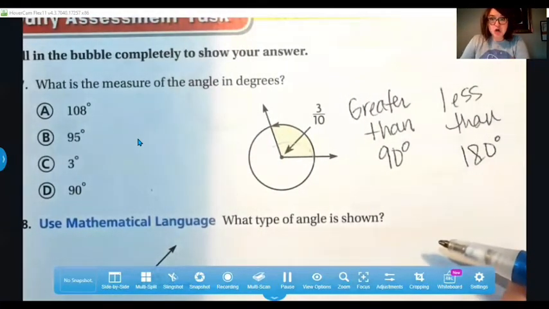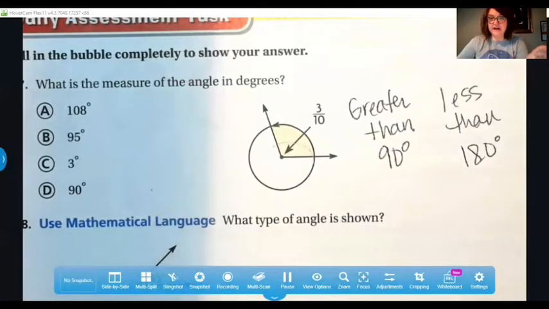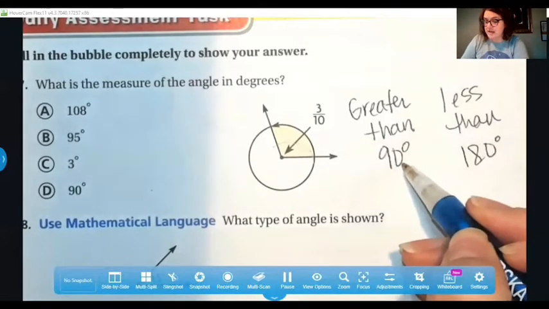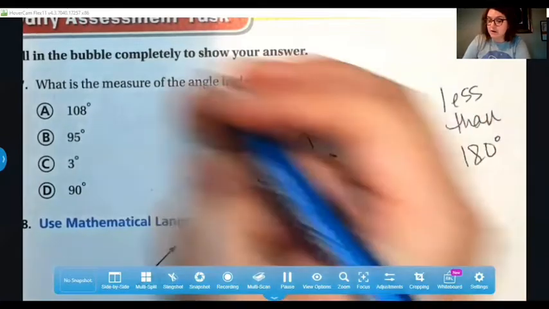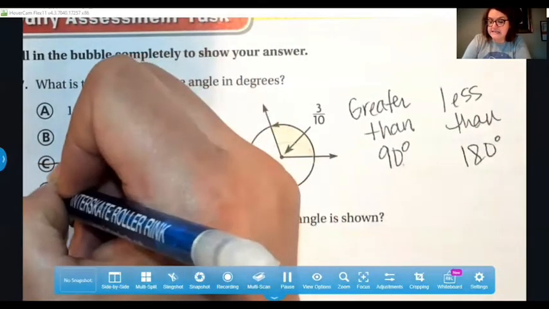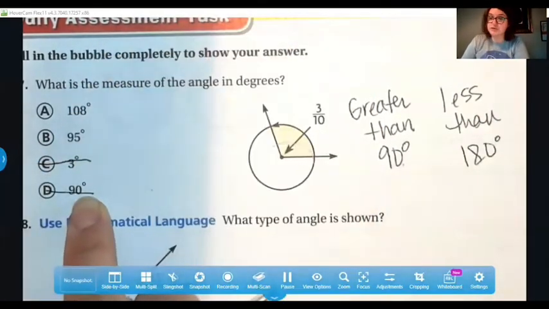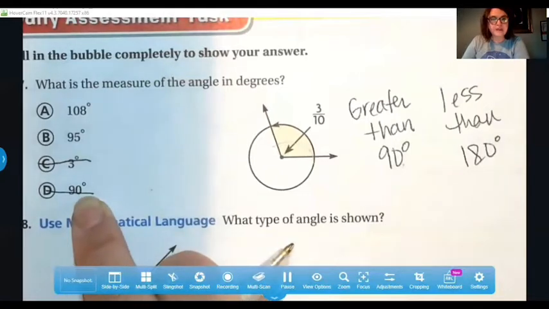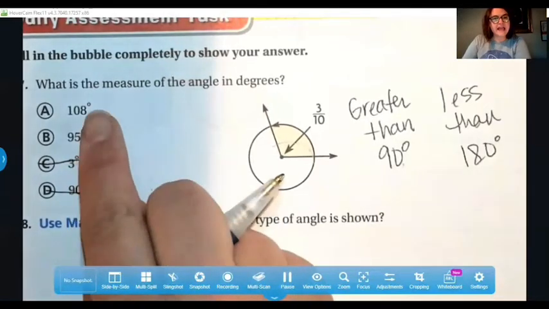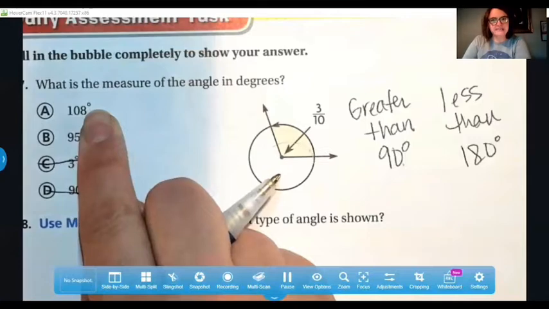So I can go and see which one of my options fits. Here, let me move this up for you. Once again, Miss Brown just attempting to teach from her laundry room. You can see that there are only a few options that we have. We know it's greater than 90 degrees. So I'm going to cross out 3 and 90 because I didn't say equal to, I said greater than. And then 95 and 108.